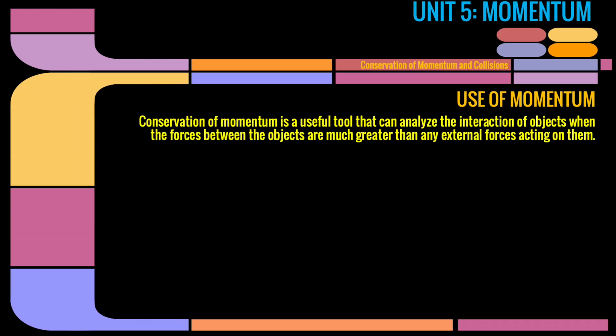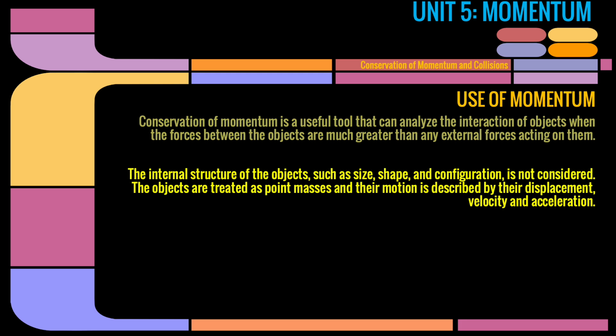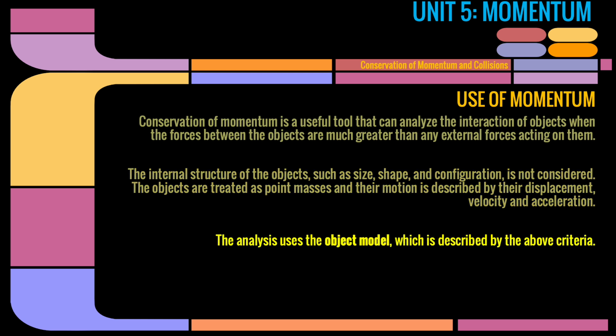The conservation of momentum is useful because we can analyze the interaction of objects when the forces between the objects are much greater than any external forces acting on them. That's really just a way to say that we don't really care what the things look like. We treat them as point masses, and their motion is described by their displacement, velocity, and acceleration. We use the object model, that's what that's called.